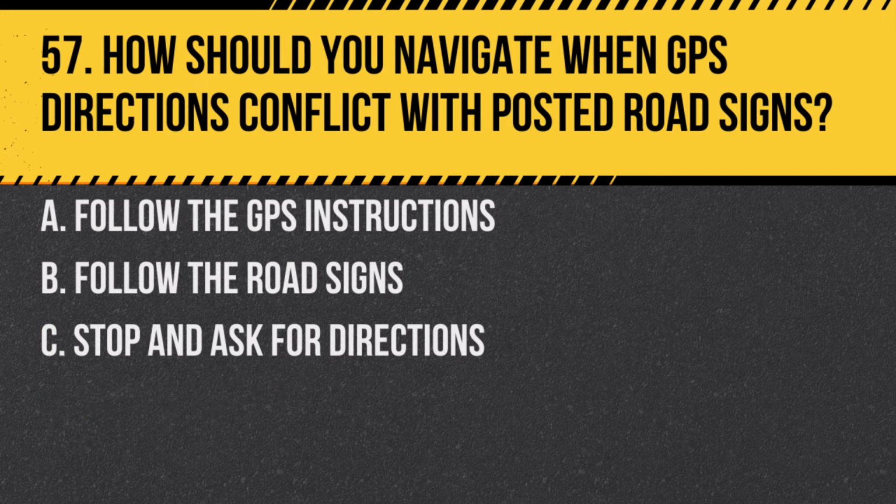Question 57. How should you navigate when GPS directions conflict with posted road signs? A. Follow the GPS instructions. B. Follow the road signs. C. Stop and ask for directions. Answer: B. Follow the road signs. Road signs provide the most current and safe directions, taking into account road conditions and regulations.